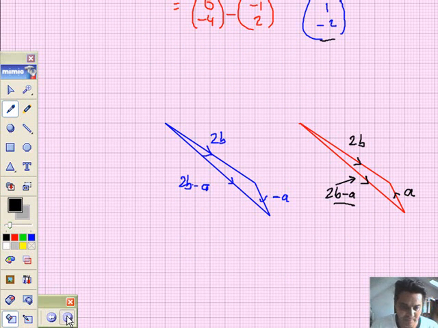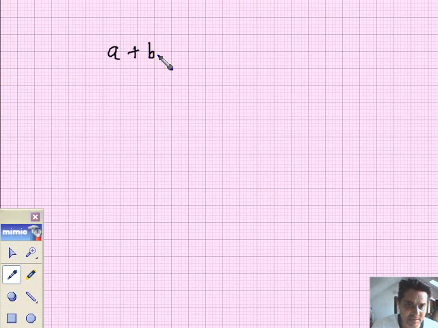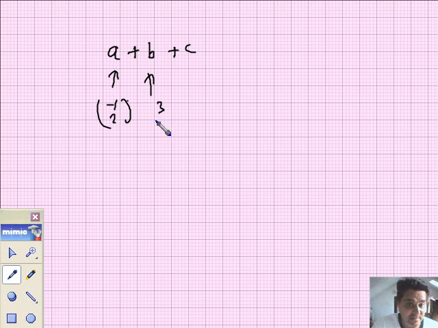I think I'll do another one on the other page. And I've got to do a plus b plus c. Alright, let's just write it down quickly. I've got to do a plus b, and I've got to add on c. Now, a originally was minus 1, 2, b originally was, well, still is 3, minus 2, and c is 2, minus 1.